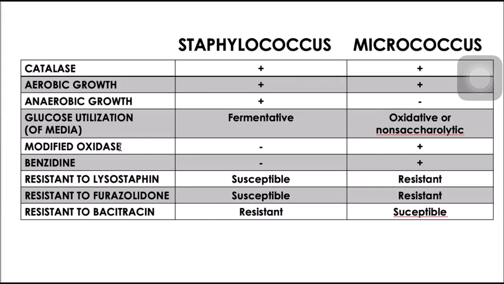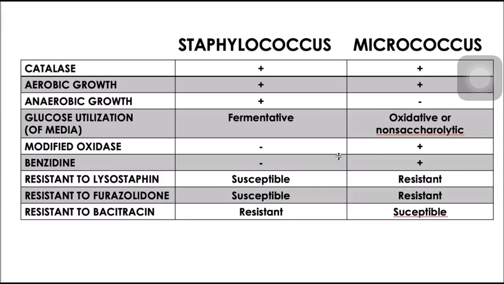One difference as well, for the oxidase reagent, the positive result is color violet or purple, while for modified oxidase, the positive result is color blue. Okay, so for modified oxidase, Staphylococcus here is negative, while Micrococcus is positive. So modified oxidase is a test for Micrococcus, so it is positive for Micrococcus. Next, you also have benzidine. Benzidine is also negative for your Staphylococcus, but positive for your Micrococcus.